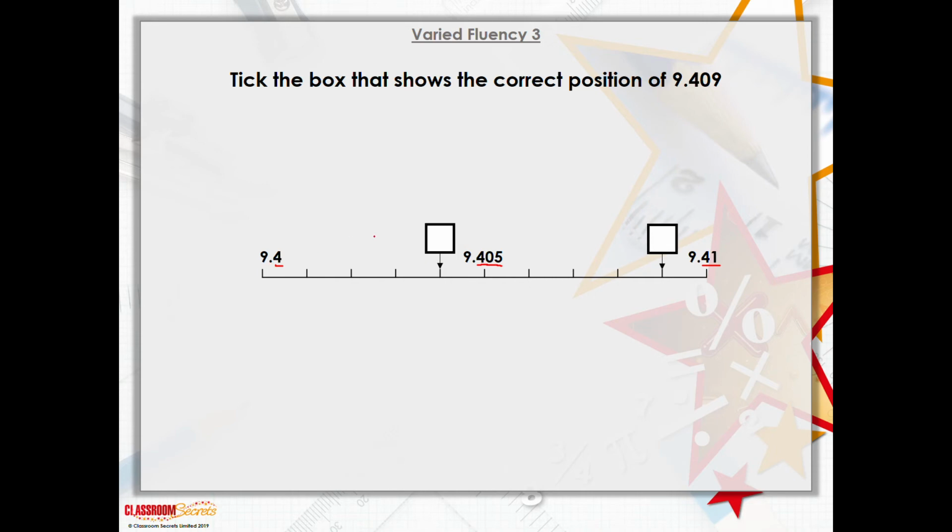So if I've got 9.4 and then I'm going to 9.405, chances are this is going to be 9.40, 9.401, 9.402, 9.403, 9.404, 9.405. So would 9.409 go there? No. If we're counting on in thousandths, 9.405 to 9.406, 9.407, 9.408, 9.409, and then it would be 9.410. Okay.